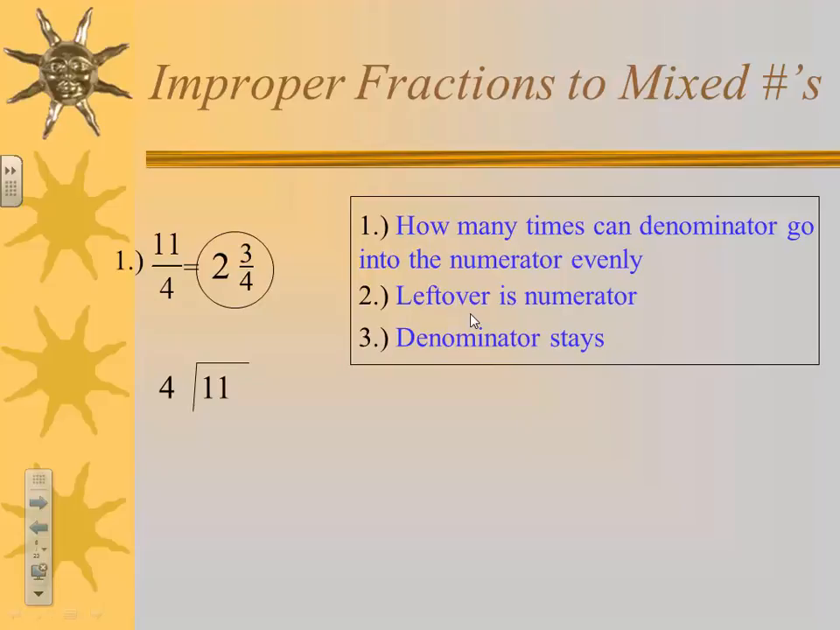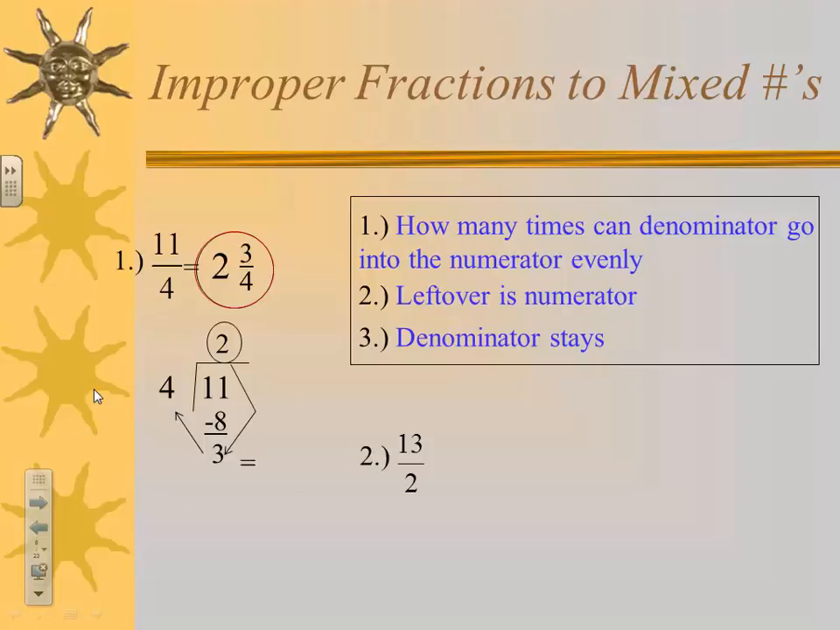Another way you can see this, if I just show you the division: the denominator goes into the numerator twice, which is 8, we said. 8 to 11 gives you 3. 2 is the whole number. 3, what's left over, is the numerator. See the leftover? And the denominator stays the denominator. You can also see the denominator would be the divisor.